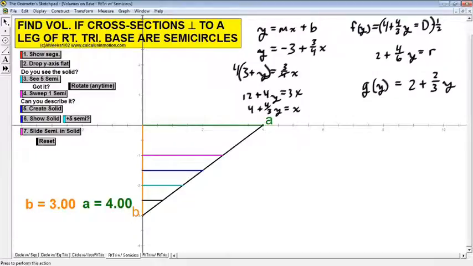Whoa. Do you see what we just had to do? We did a lot of stuff, and all we did is we found a function for radius. This function tells me how the radius is changing.